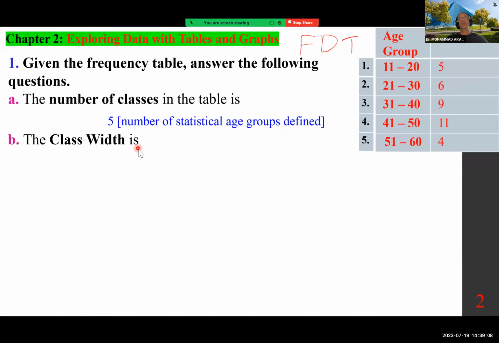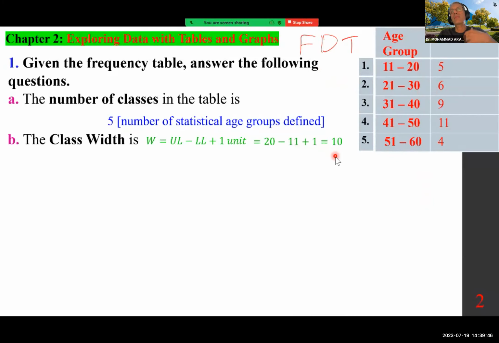Class width. What is the class width? Well, it has a specific definition. The width is UL minus LL plus 1 unit. This stands for upper limit. This stands for the lower limit. For example, if you look at the very first group, lower limit is 11, 20 is upper limit. So this would be all the lower limits, and this column would be all the upper limits. So if you pick any class, for example, the first one, 20 minus 11 plus 1 unit. And the reason I say 1 unit, so 20 minus 11 plus 1 equals 10.